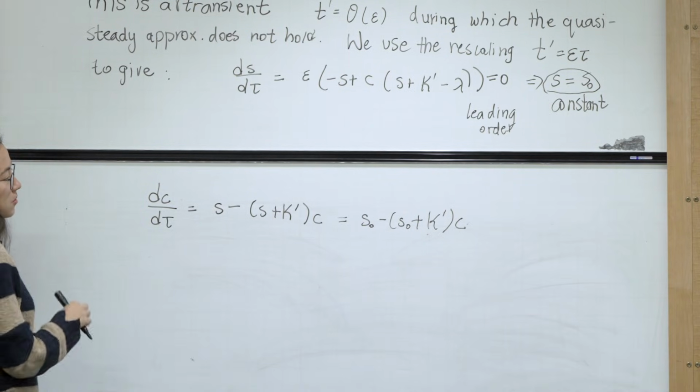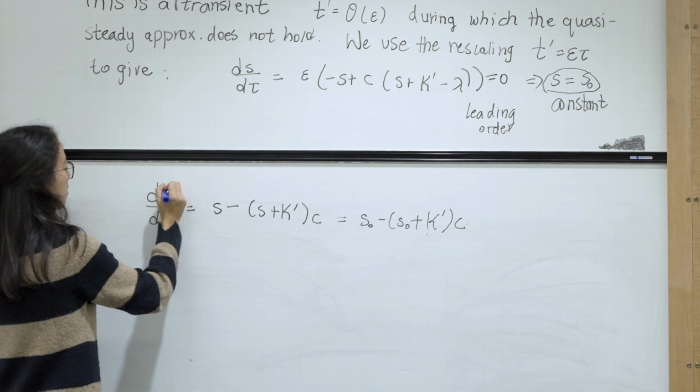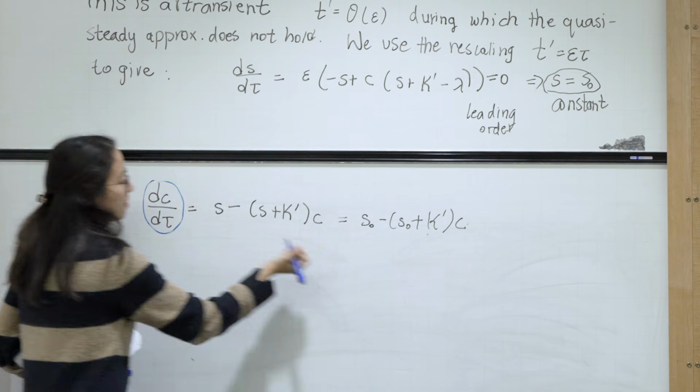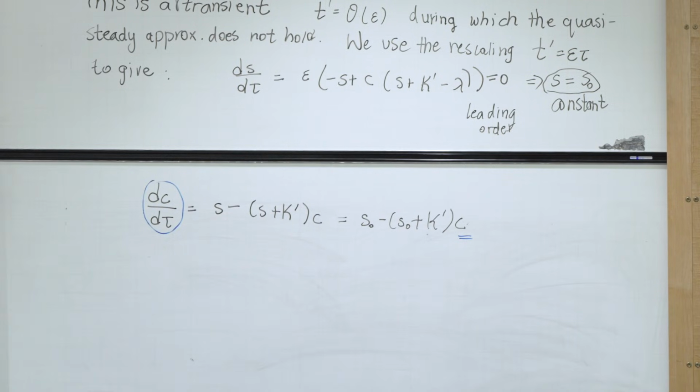So what type of equation do I have? I'm trying to solve for C here, since I already know what S is. So I have this, and C appears here. These are all constants. How can I solve this? Yeah, it's the integrating factor, right?